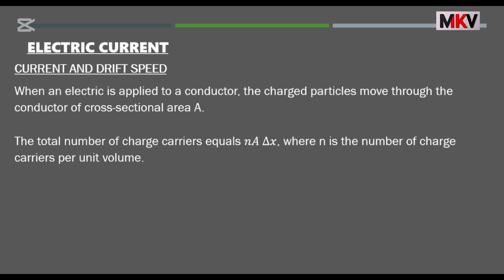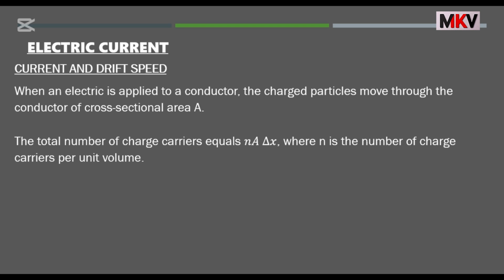Now, current and drift speed. When electric current is applied to a conductor, the charged particles move through the conductor of cross-sectional area A. The total number of charges carried equals n times A times Δx, where n is the number of charges per unit volume, A is the area, and Δx is the length of the conductor.